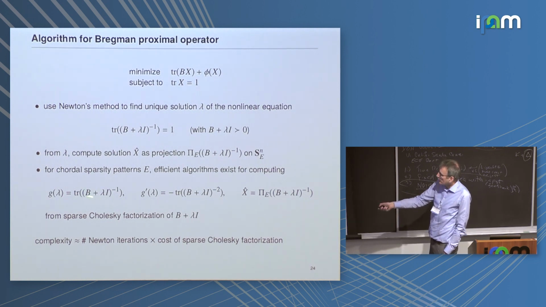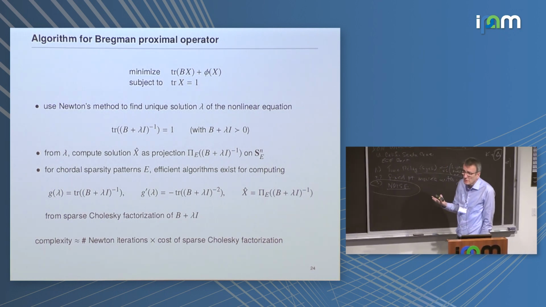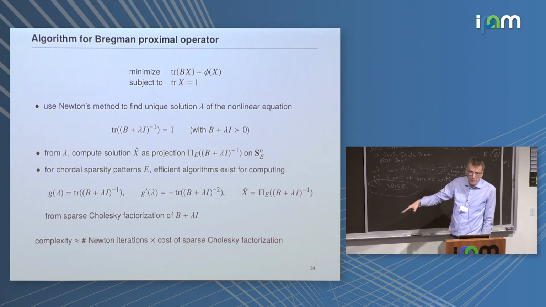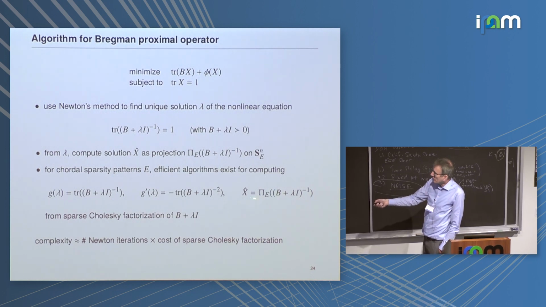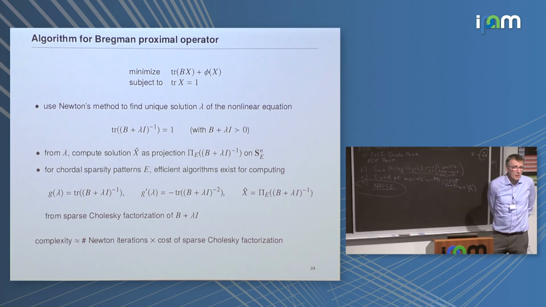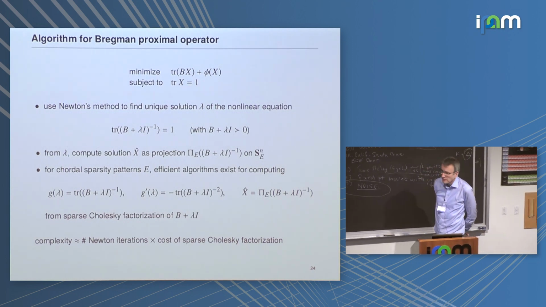So here we have a sparse positive definite matrix B plus lambda I. The inverse in general will be a dense matrix, but we need only the trace of the inverse. Or here we need only the elements of the inverse in the positions of the non-zeros in the sparsity pattern. So we don't need the complete inverse to compute these quantities. We need only the elements on the diagonal or on the non-zeros in the matrix B, and that can be done very efficiently from the Cholesky factor of B plus lambda I. The complexity is also comparable with the cost of a sparse Cholesky.